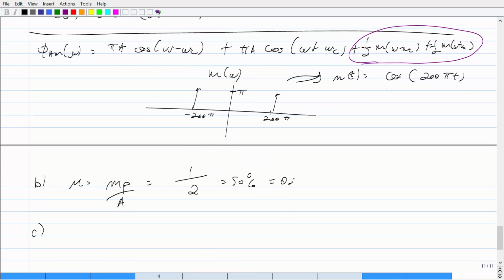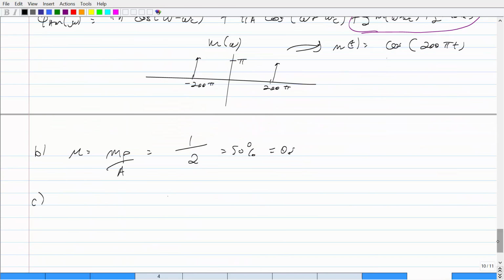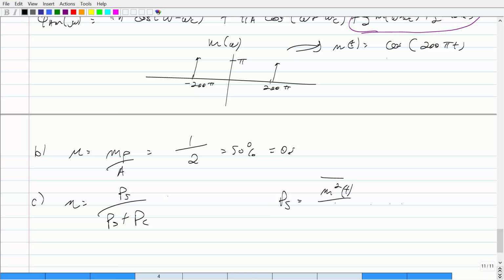Okay. So the next question asks you to figure out the total sideband power compared to the carrier power. All right, so PS divided by PS plus PC. If you remember what the power of the message signal was, it's simply the time average value squared over 2.